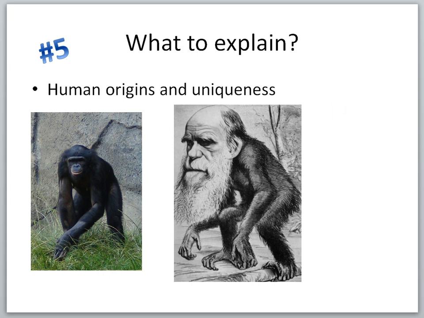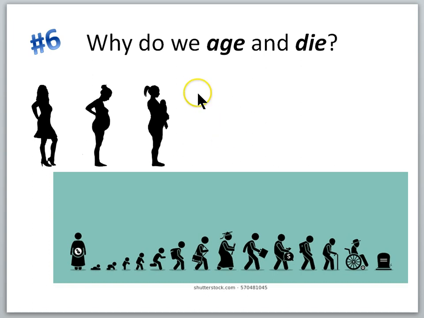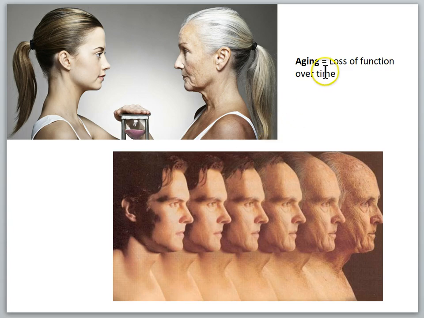And in modern times, we'll add a couple more puzzles. Why do we age and die? Here we see a human female giving birth. That child will grow up, achieve adulthood, but then begin to age and ultimately die. Now, aging is the loss of function over time. All living things can be killed. All living things can die. But aging means something special. It means that as time goes by, that living individual deteriorates over time. There is a loss of function.